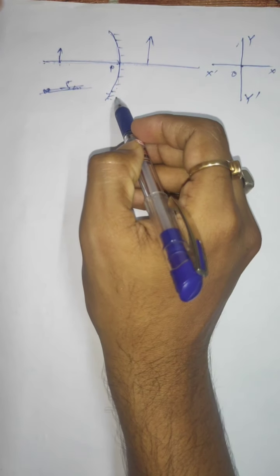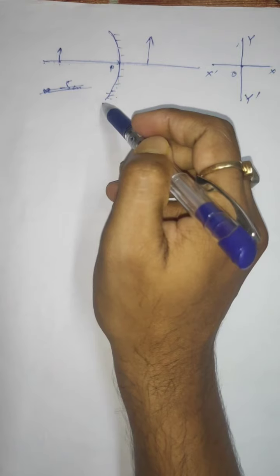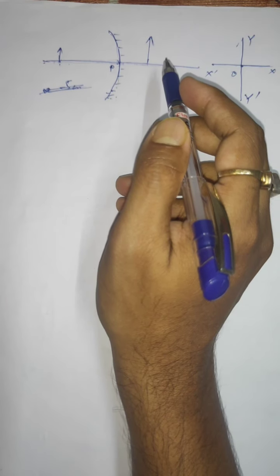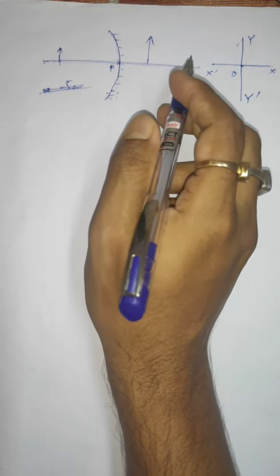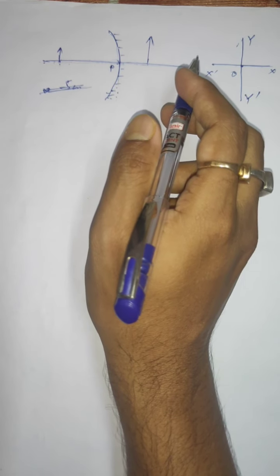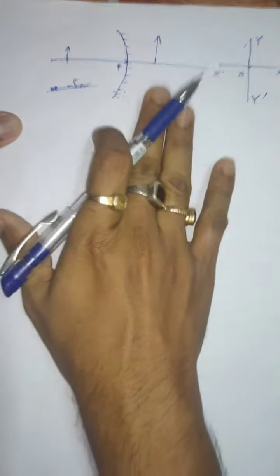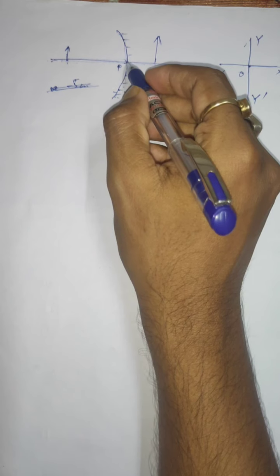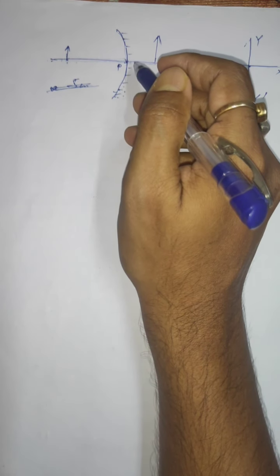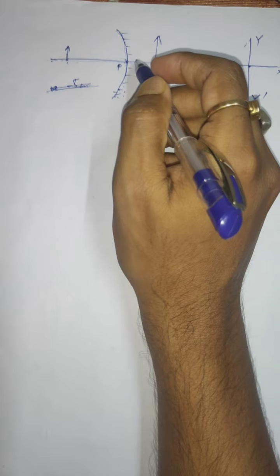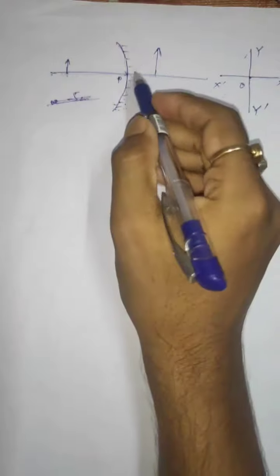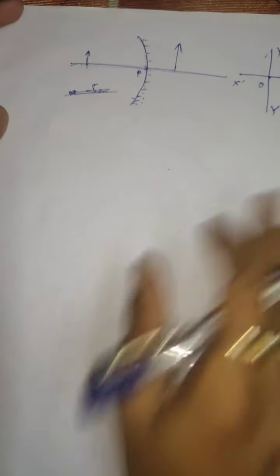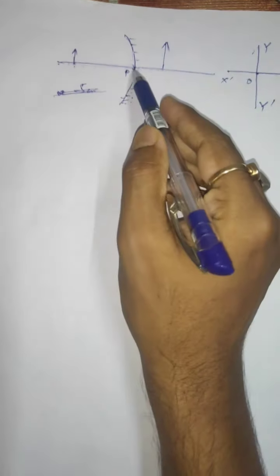Here mirror or lens may be anything. I have placed a concave mirror, it may be a convex mirror, concave lens, or convex lens. Whatever be the lens or mirror, the sign convention will remain the same. We should consider the pole as the origin in case of spherical mirrors, and we shall take the optical center as the origin in case of spherical lenses.